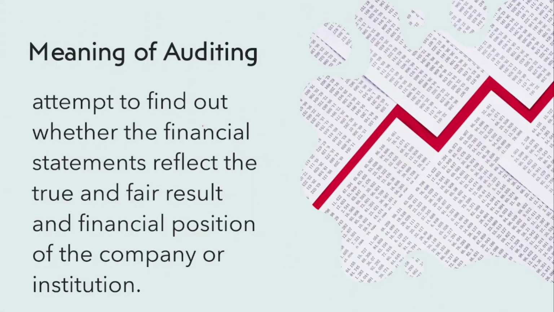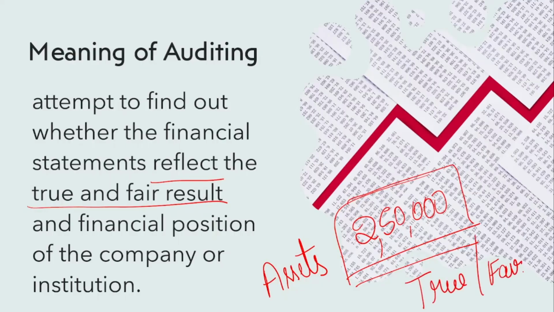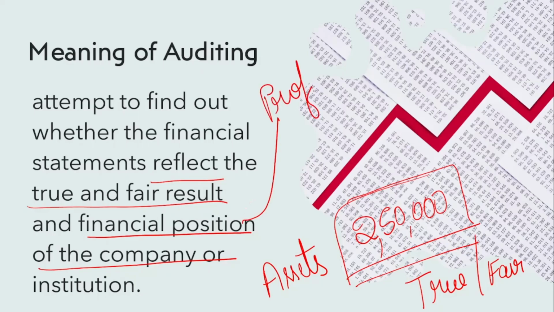It is an attempt to find whether the financial statements reflect the true and fair result. For example, we have shown in our financial statement the asset value is 2,50,000. It is a work of an auditor to check whether the values shown in the financial statement are true or fair enough. He needs to check whether really the value of assets is 2,50,000, and he needs to check the financial position of the company or the institution, where financial position means whether the company is making any profit or whether the company is going on loss. All this financial position of a company needs to be checked by the auditor.